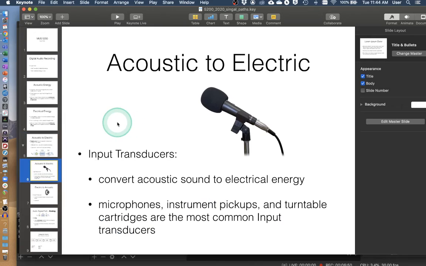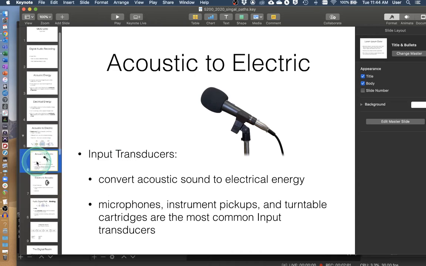Input transducers are very important. Your microphones are input transducers. They convert acoustic sound to electrical energy. Other examples are turntable cartridges, instrument pickups, anything that takes vibrations and converts them into electrical signal.